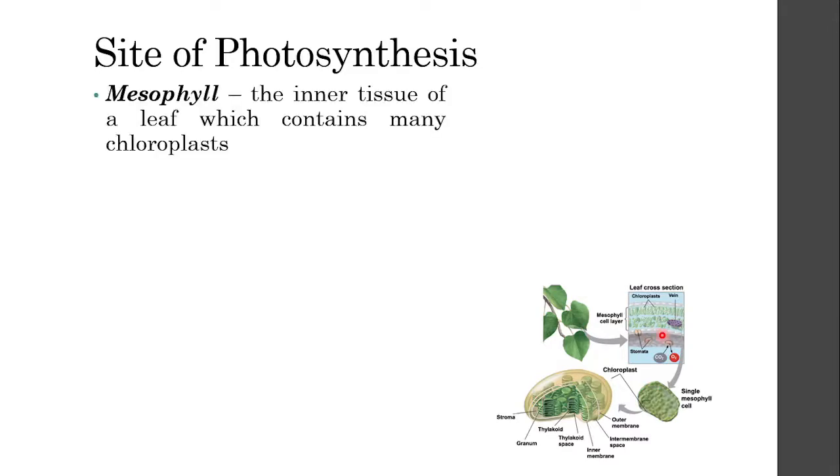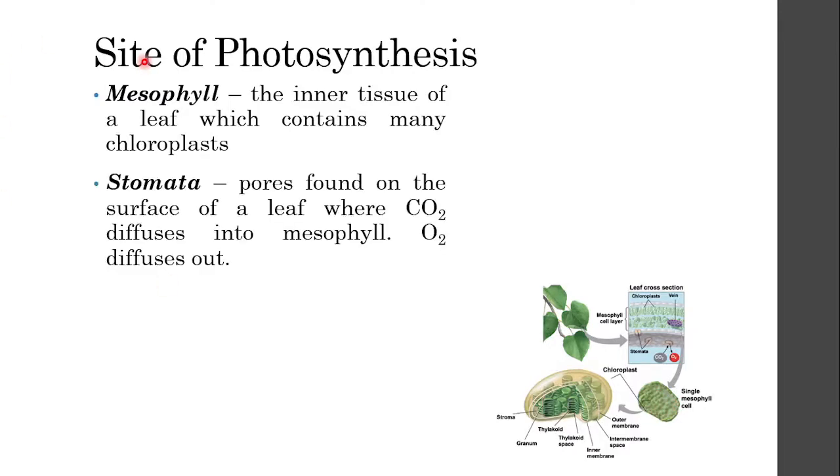Mesophyll is basically found in the inner tissue of a leaf, and it contains many chloroplasts. So this is your leaf. You will find your mesophyll cell layer, and in that mesophyll you will find tons of chloroplasts. This is just a single mesophyll cell, and if you look there, you will find tons and tons of chloroplasts. And something important to note is called the stomata.